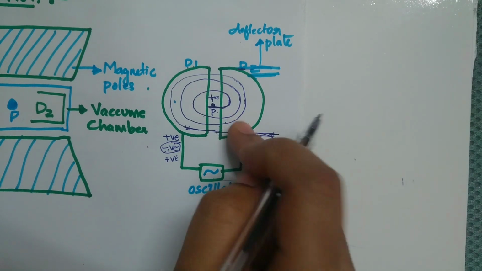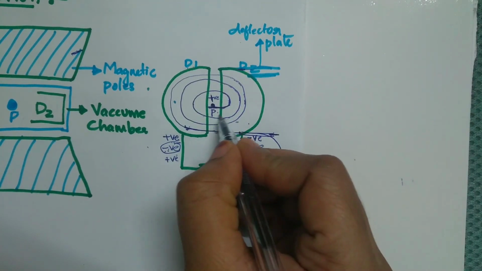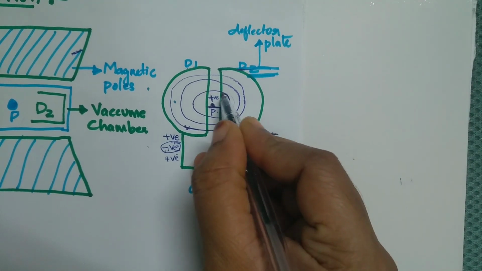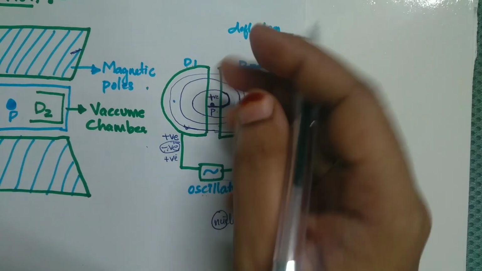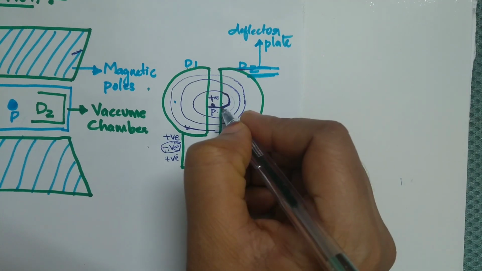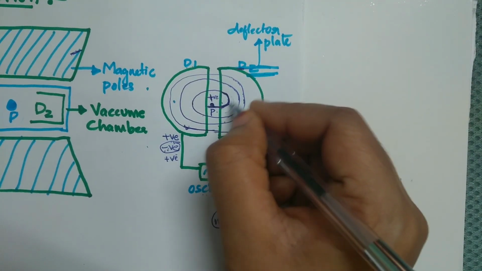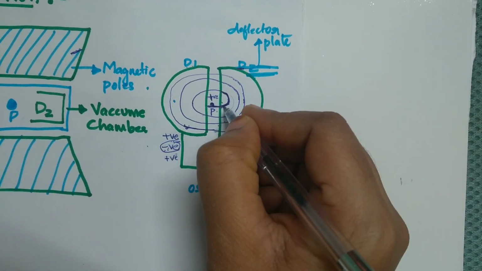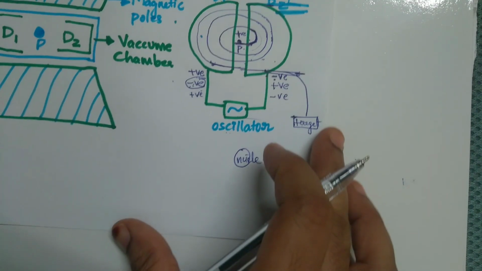But because of the perpendicular magnetic field, the ions move along a semicircular orbit. This is semicircular, right? So it will move along the semicircular orbit of greater radius. But the time taken to cover this semicircle remains the same. Hope you have understood. Now let us understand the theory behind this.